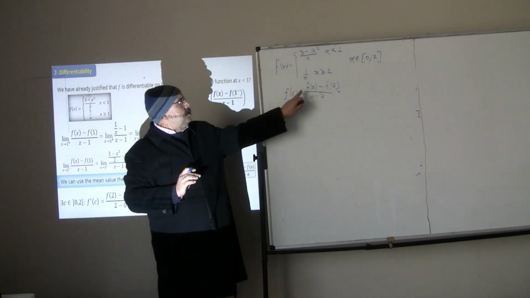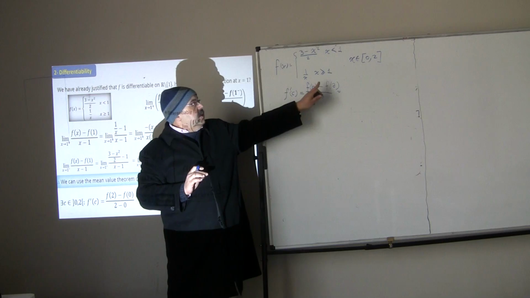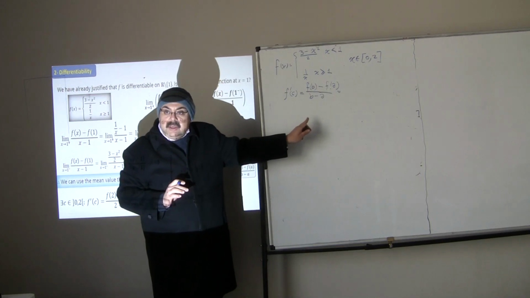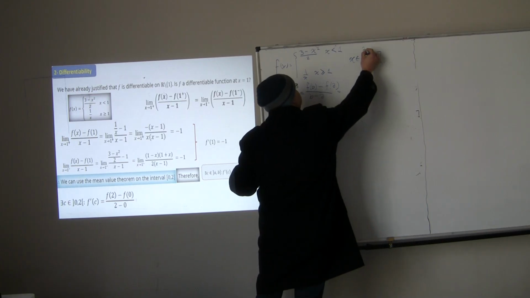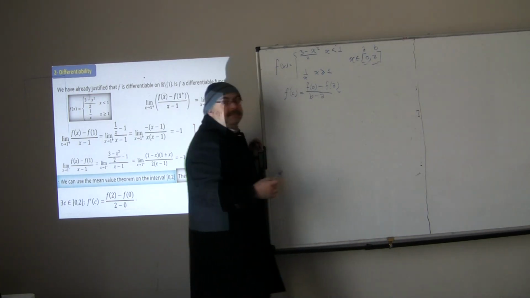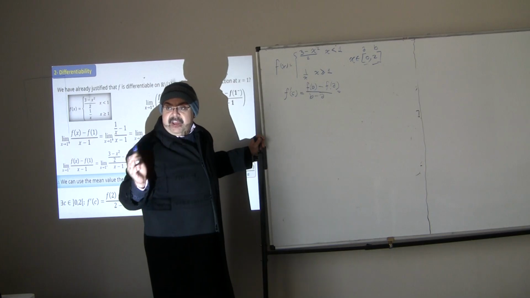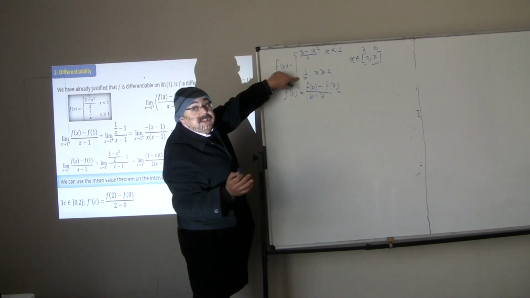I will start to substitute from f of b minus f of a divided by b minus a. The interval that I'm checking is 0 and 2. So this is for a and that's for b. So let's start. F at 2, I will have to use this wing.